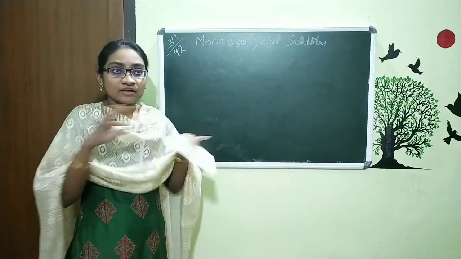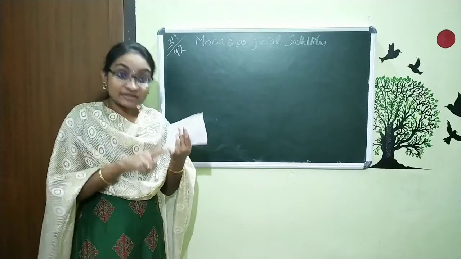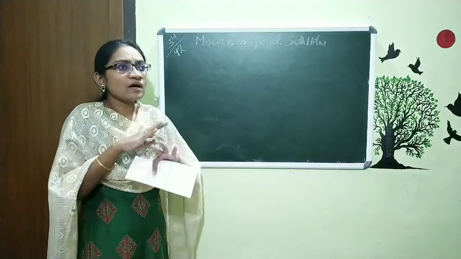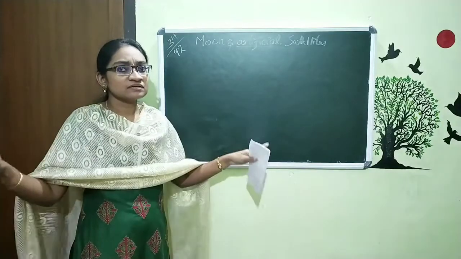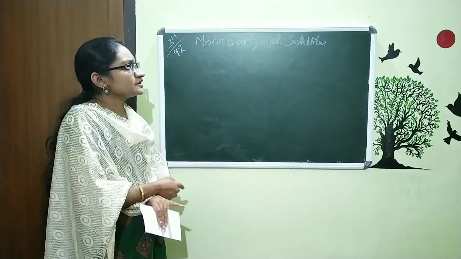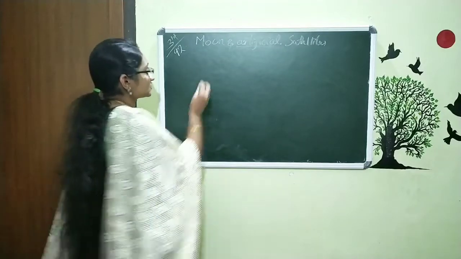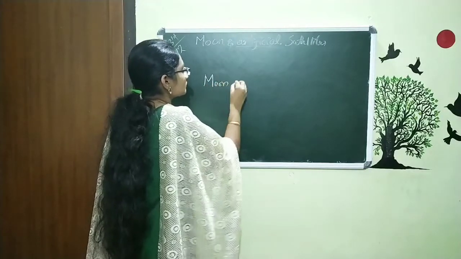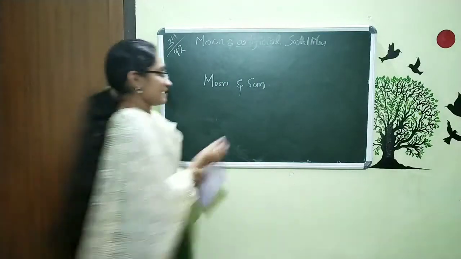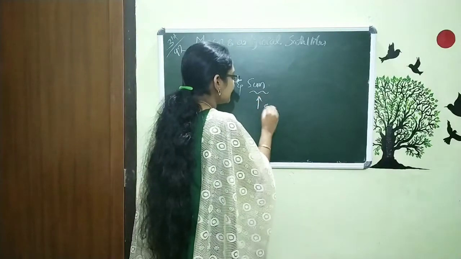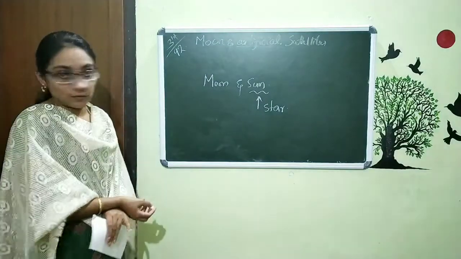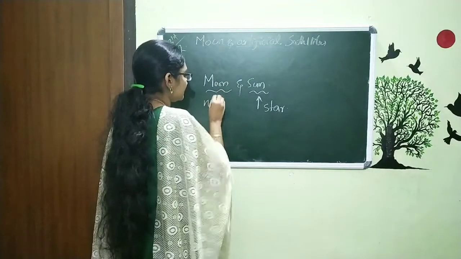So we can say in the sky there is the earth, the sun, the moon, all these things within our sky. So what is the difference between the moon and the sun? That is the first question. What is the difference between moon and sun? Sun is actually a star. Sun is a star. Is the moon also a star? No, the moon is not a star.